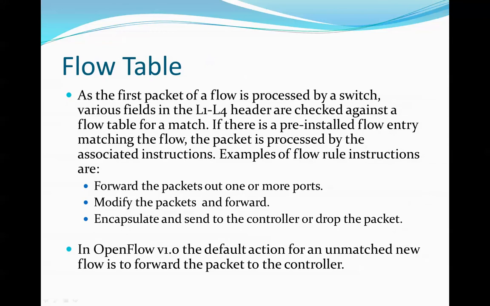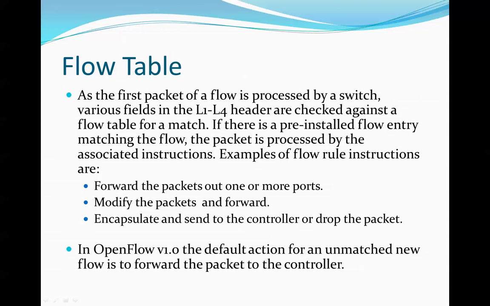Now let's take a look at what the flow table's job is in OpenFlow. When the switch first receives a packet, it looks at various fields in the header. Layer 1 through 4 information is checked against the flow table in order to find a match. If a flow already exists on the switch for that packet, it's processed with the associated instructions. For example, it can be forwarded out one or more ports, it can be modified and then forwarded, or you can encapsulate it and send it up to the controller, or just simply drop it.